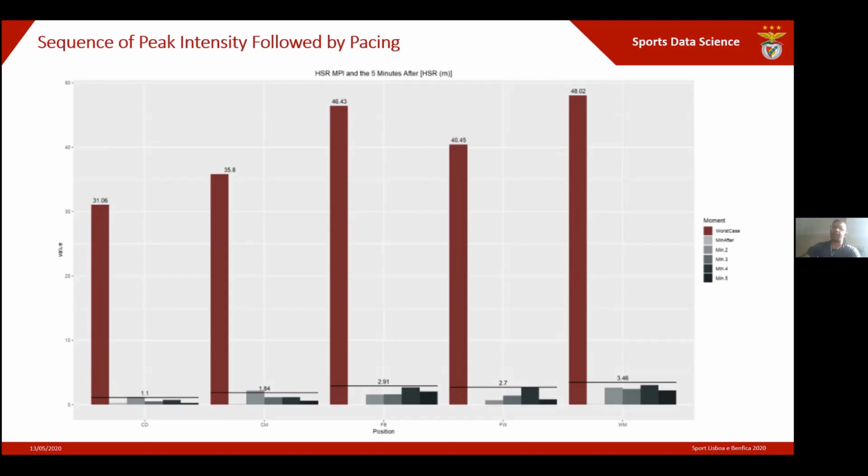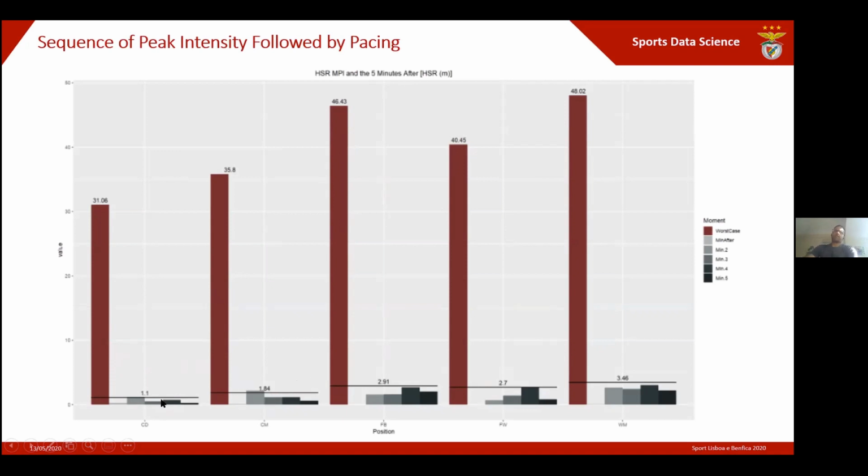And so the red bar is showing the number of meters that a player covered based on the position that they were. And then the gray bars are just showing the meters that they're covering in high speed after those 5 minutes. And what you can see is that for most parts, they are less than this line here. And this line is what the match average was for this position. So per minute, a center defender is usually covering 1.1 meters in high speed per minute. For a central midfielder, it's 1.664.